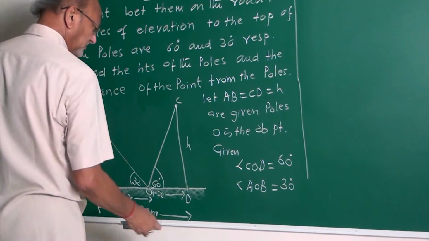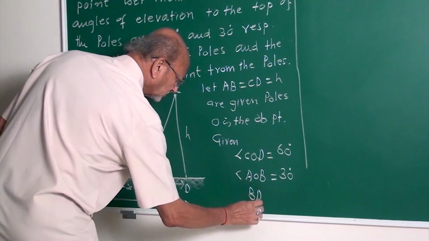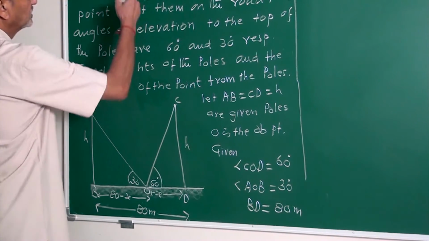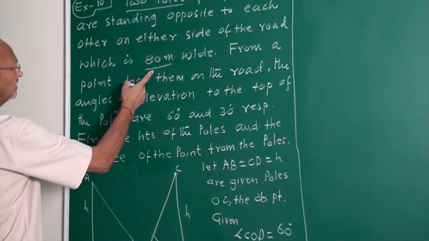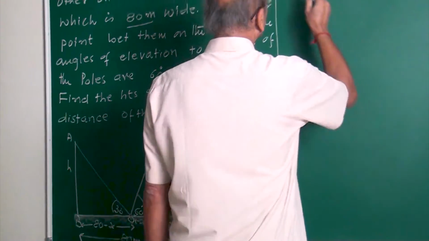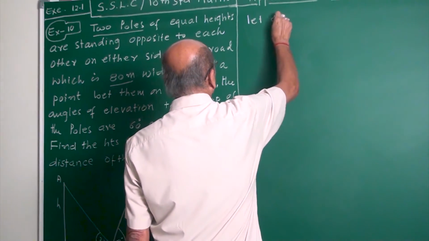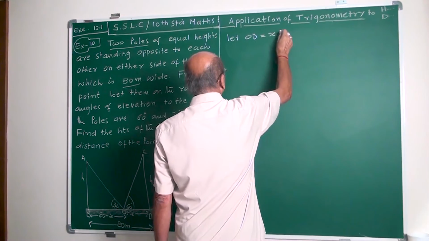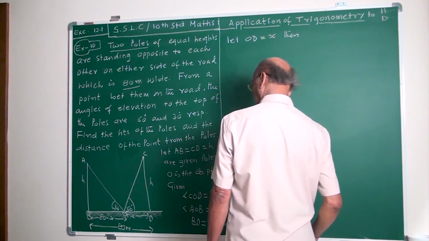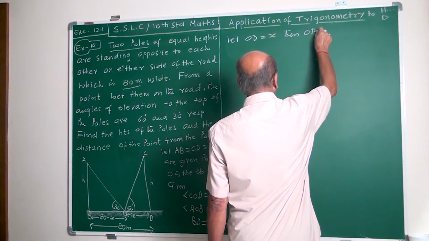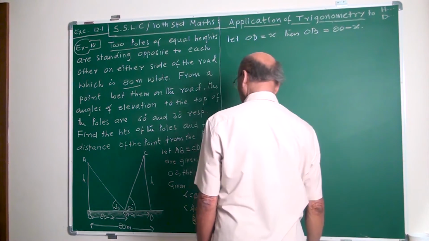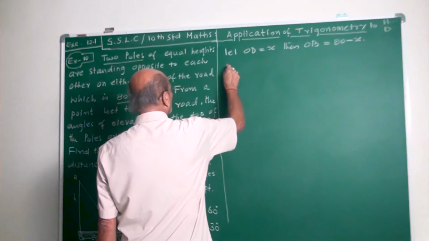Another is BD, 80 meter, the wide road. Let OD equal to x. Then, my friend, OB equal to 80 minus x. One by one. First triangle.